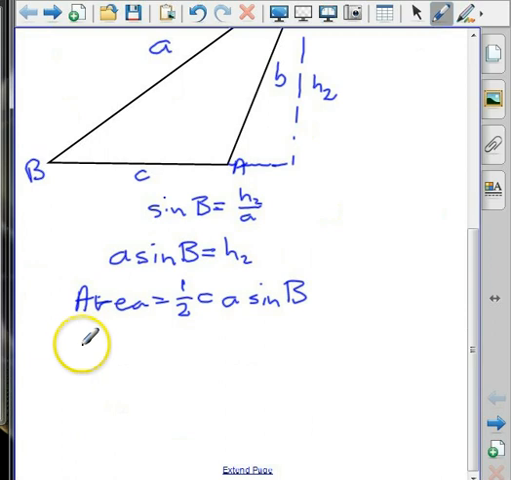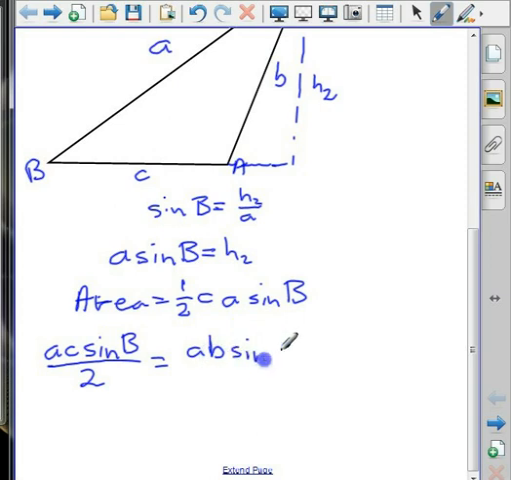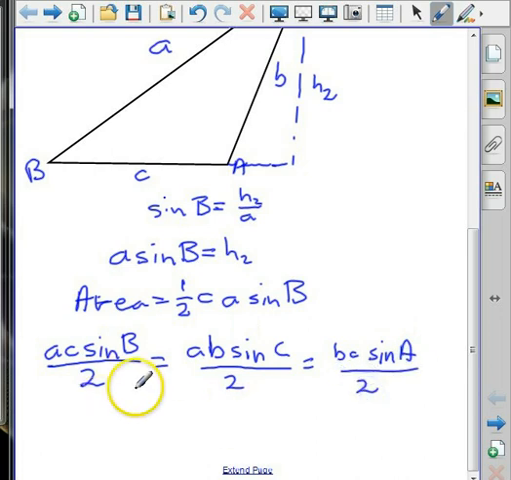So what happens is we have three ways of expressing the area. I can do AC sine B over 2, or I can do AB sine C over 2, or I can do BC sine A over 2. They're all the same triangle, so they're all equal to each other.